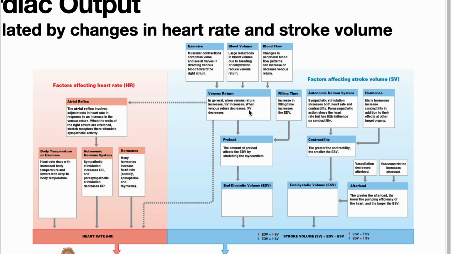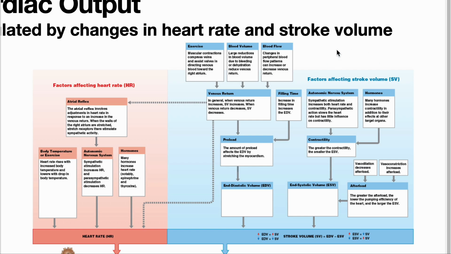So in general, when venous return increases, stroke volume will increase because more blood is coming into the heart. And when venous return decreases, stroke volume will decrease because there's less blood coming into the heart. We could allow more time to preload to get a higher EDV, which will stretch the myocardium, and that may also lead to more end systolic increases as well.